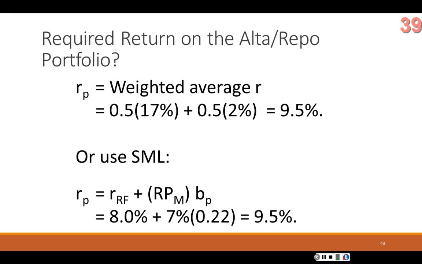So you can calculate the required return on the Alta RepoMin portfolio. We have 50% invested in Alta, which had a return of 17.4%, and 50% invested in RepoMin, which had a return of 1.7%. Remember, that gave us our expected return. Or you could use the security market line. So we had said the risk-free rate was 8%, the market return was 15%, and our beta was 0.22. You get the same answer either way.